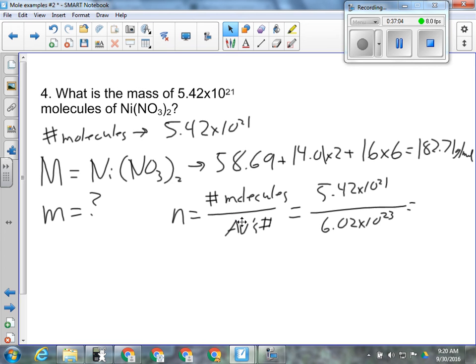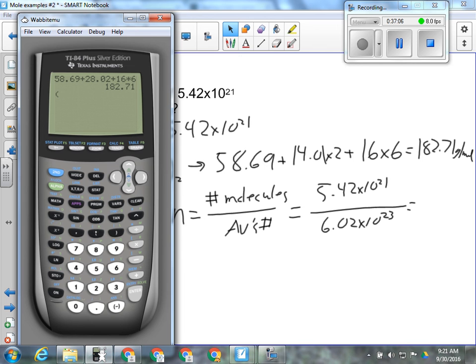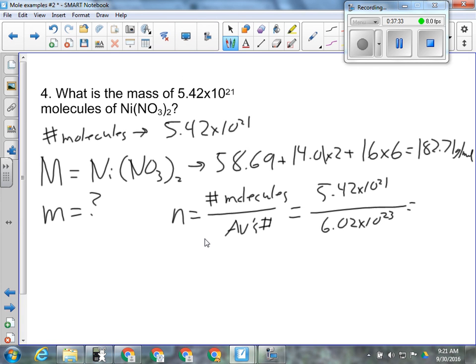All right. So in brackets, 5.42 E21 divided by Avogadro's number, 6.02 E23. It's actually got 2 zeros. I have less than 1/100th of a mole here. I have 9 thousandths of a mole. So 0.009 moles.